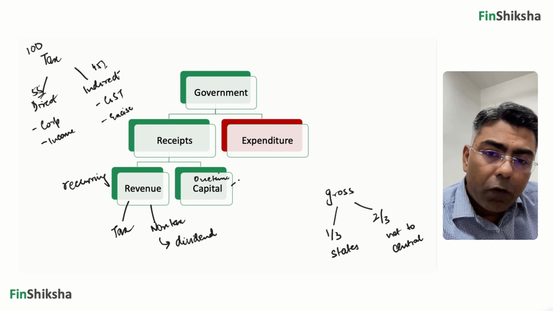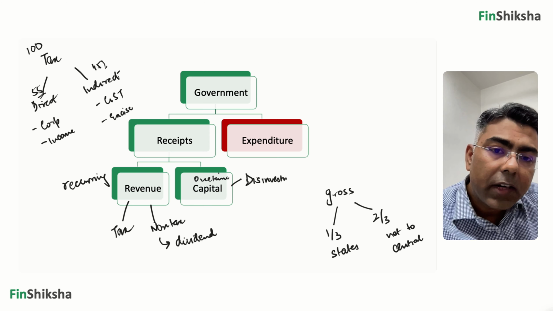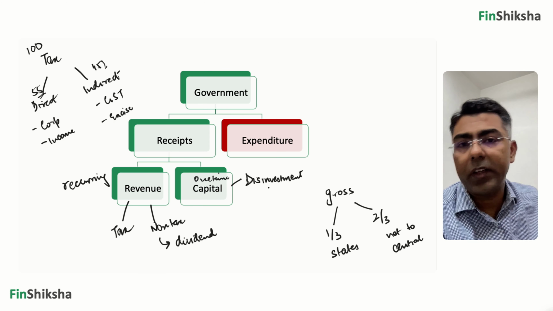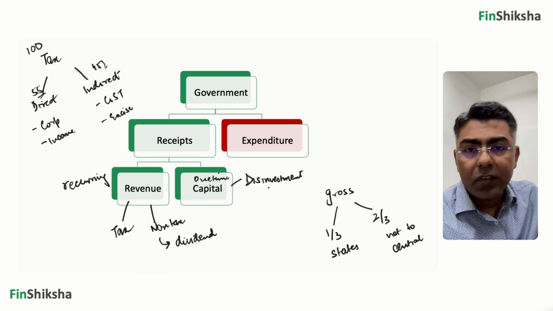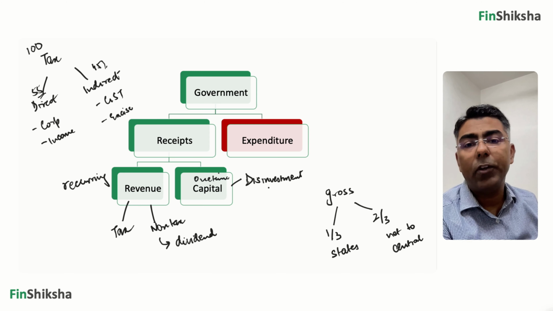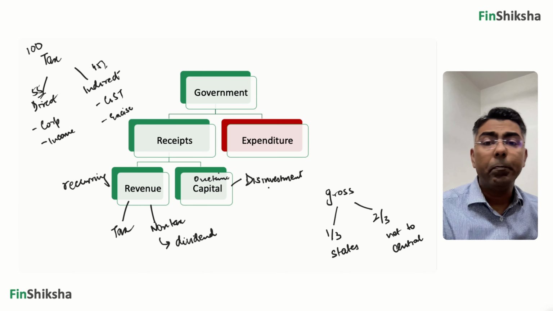Then come the capital receipts, the one-time receipts that come. So one example of capital receipt is the disinvestment that the government does, right? When they sell a stake in LIC, for example, this is selling of a stake. That's a disinvestment that the government is doing. That's a capital receipt that is coming.